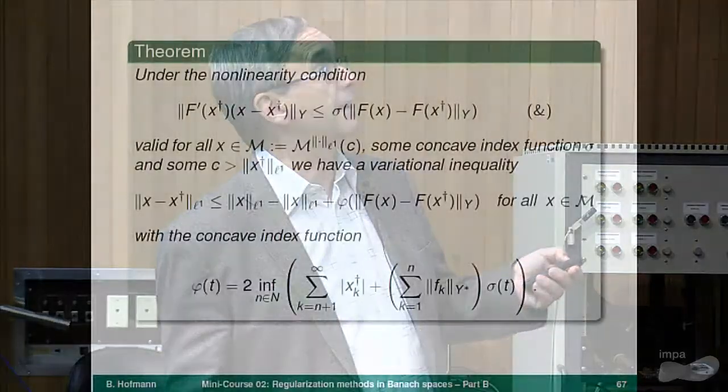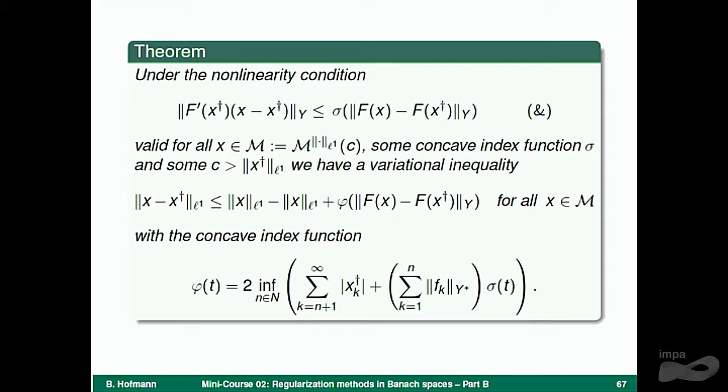And now it's a nice thing. Under such a nonlinearity condition, we again assume such a type of tangential cone condition with a sigma function which is of index form. Then we can show there is such a variational inequality. You see, now our error function E is an error in L1. And yes, the standard form, and this phi: how is phi here? Is it available?